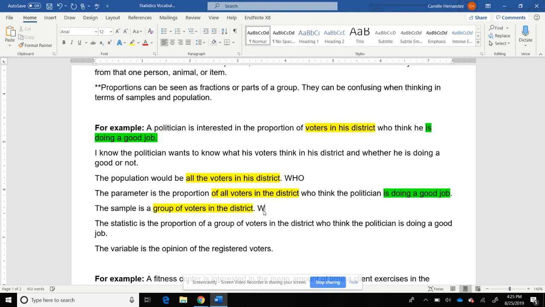So again, that's the who. So when we think about the statistic, here we go again. We have a group of voters in the district. So again, that's the who, but now we want to know, do they think he's doing a good job?